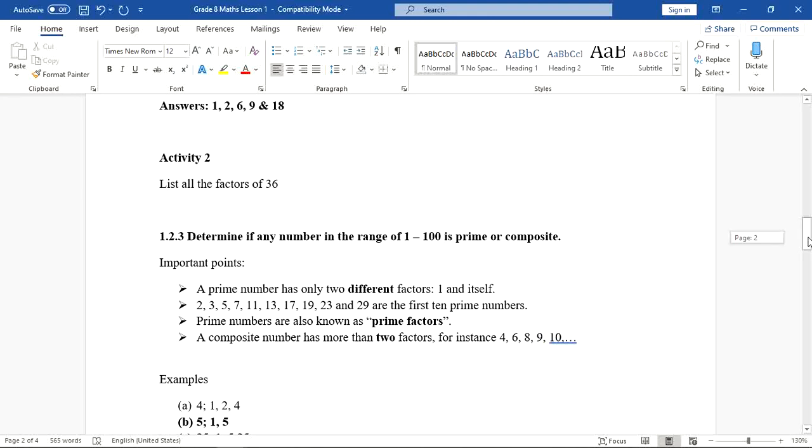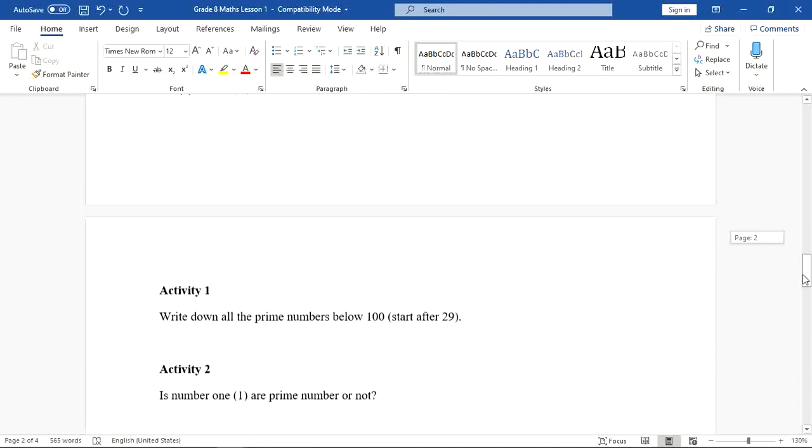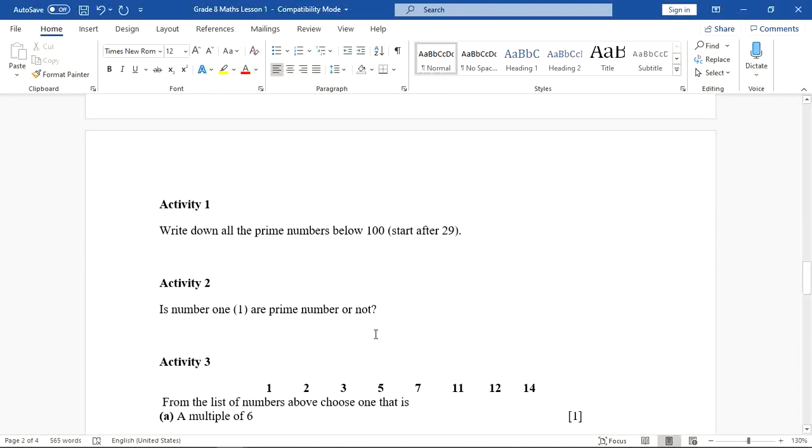Now let's quickly look at activity number 1. Write down all the prime numbers below 100, starting from 29, because I've already listed the first 10 prime numbers in the third video. After 29, the next prime number is 31. Please confirm with your answers that you got 37, then 41. All these numbers only have 2 factors, 1 and itself.